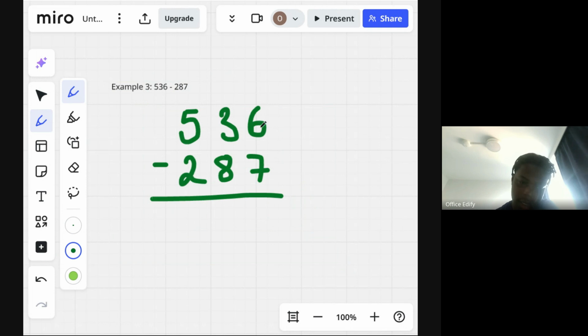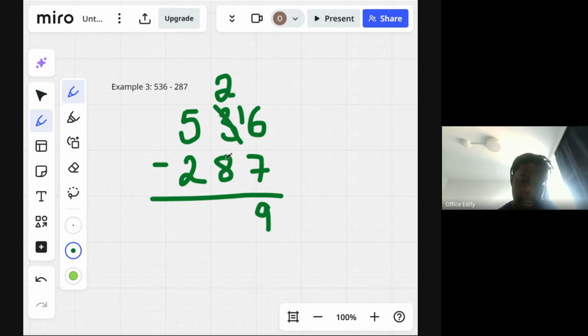6 take away 7 we can't do, as that would give us a negative answer. To avoid that, we take 1 from the tens column and add it to the ones column. So I'm going to take 1 from here. This becomes 2, and this becomes 16. So we do 16 take away 7, which gives us 9.